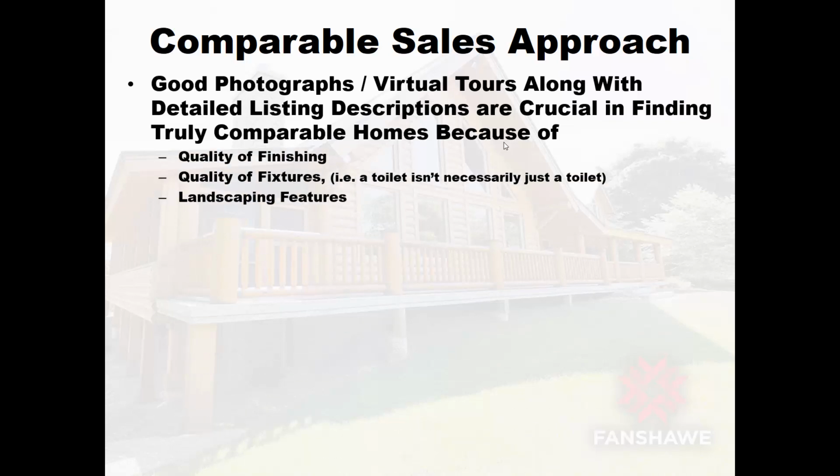So quality of finishing, quality of fixtures, these are things you can see in those photographs that you might not be able to see just by looking at the sale in the registry system. You want more information. Landscaping, oh my goodness, landscaping can get expensive. So landscaping features can add a lot to a property. Does a pool add a lot to a property? That's hit and miss.